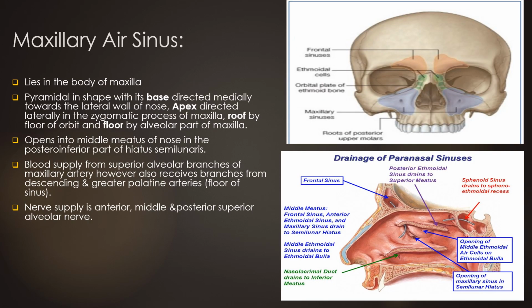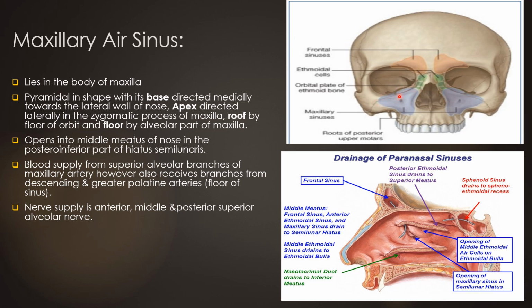Now let's discuss the maxillary sinus. The maxillary sinus is basically lying in the body of the maxilla. Over here you can see it is pyramidal in shape with the base directed medially and the apex directed laterally. The base is formed by the lateral wall of the nose. The apex is basically directed towards the zygomatic process of the maxilla.